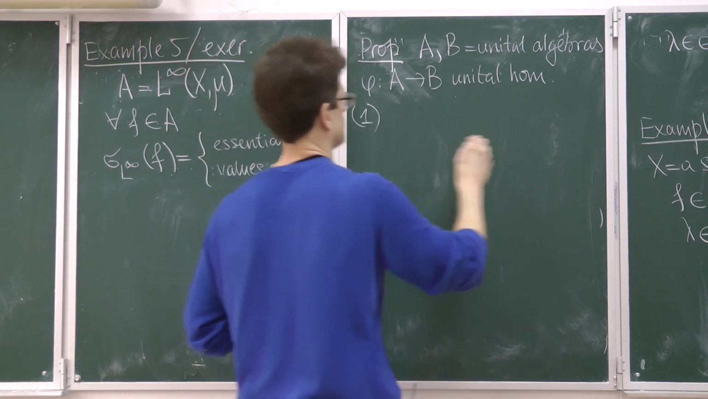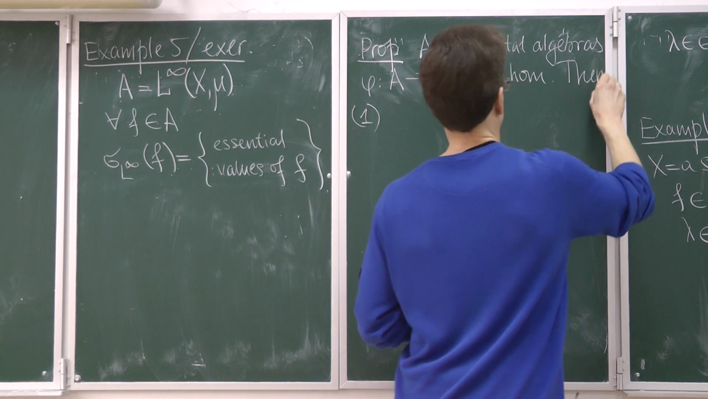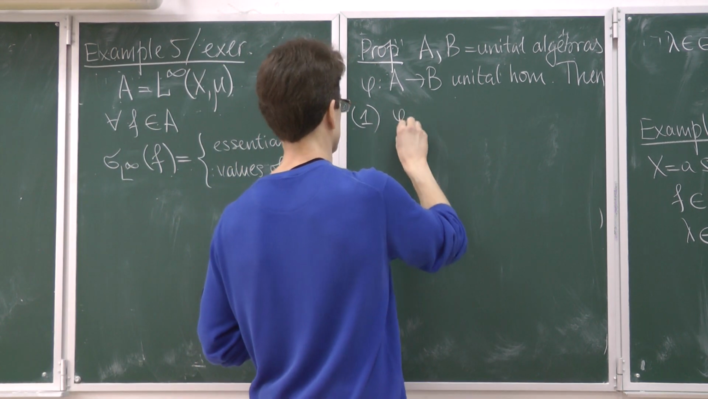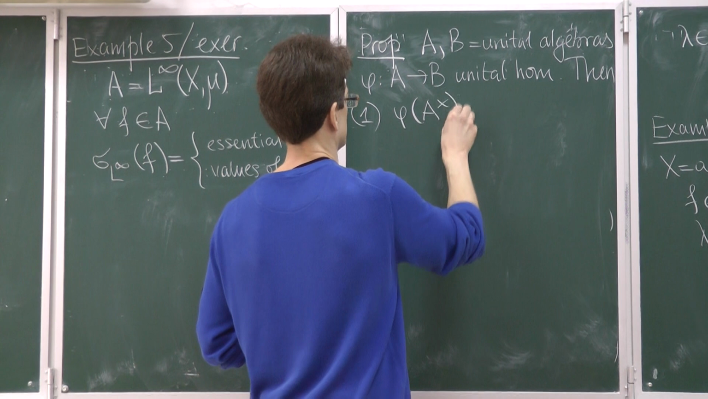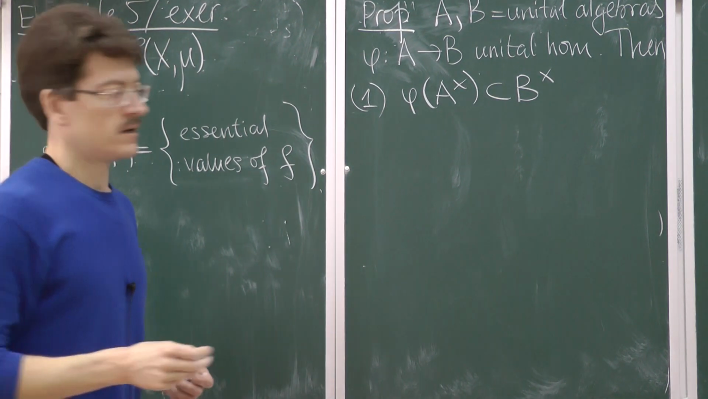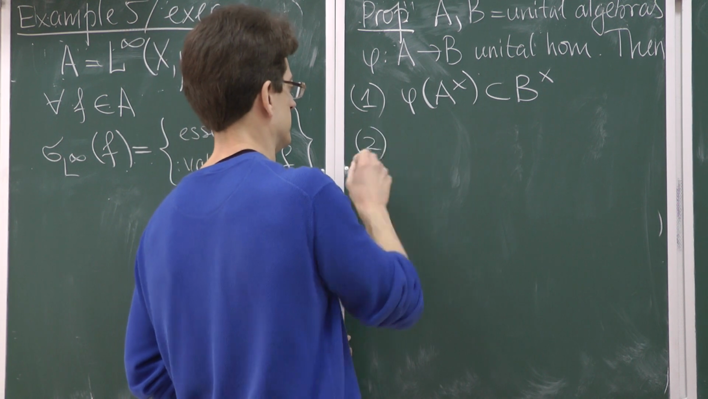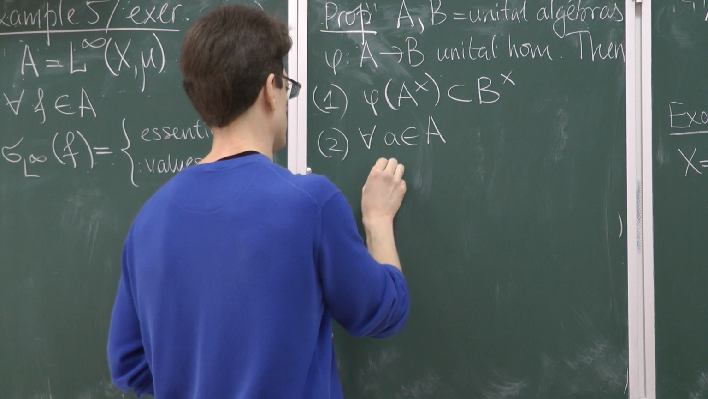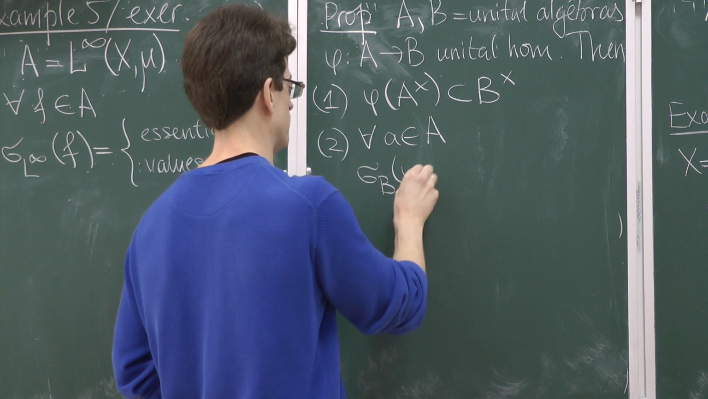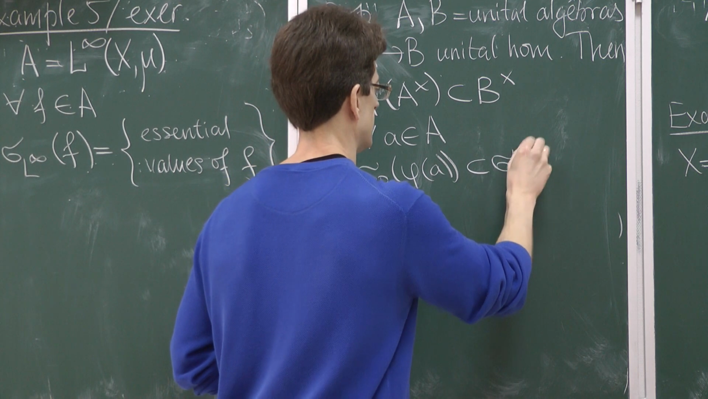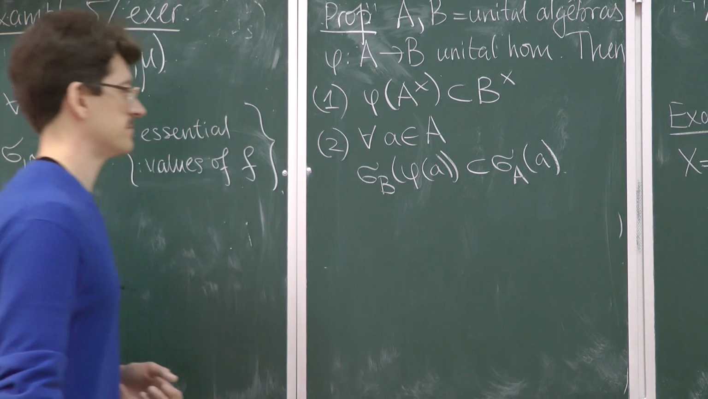Then, first of all, I claim that phi takes invertibles to invertibles. Second, for each element little a in A, the spectrum of its image, the spectrum of phi of a, is contained in the spectrum of little a.